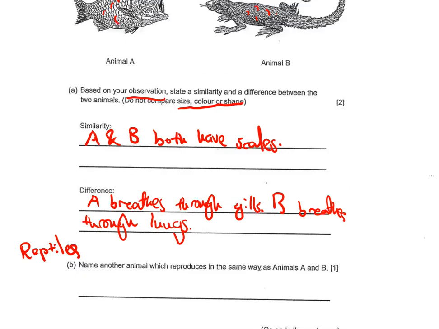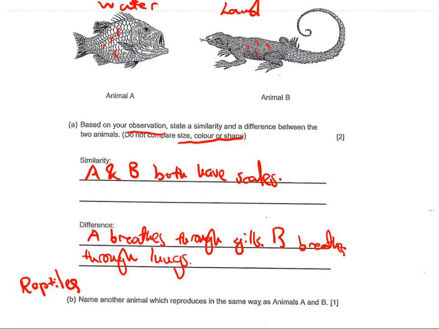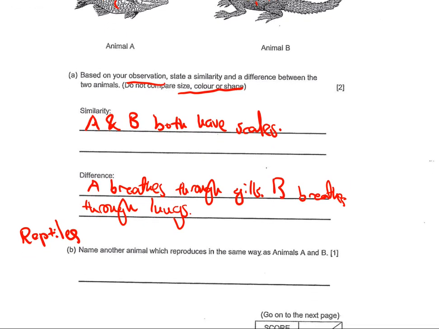And then reproduce the same way as A and B. This can also be a bird. So one example that I have is crocodiles. Crocodiles come under the class of reptiles and they give birth by eggs.